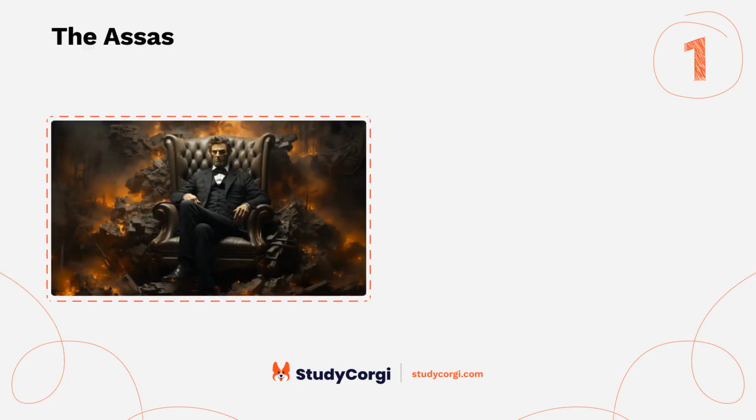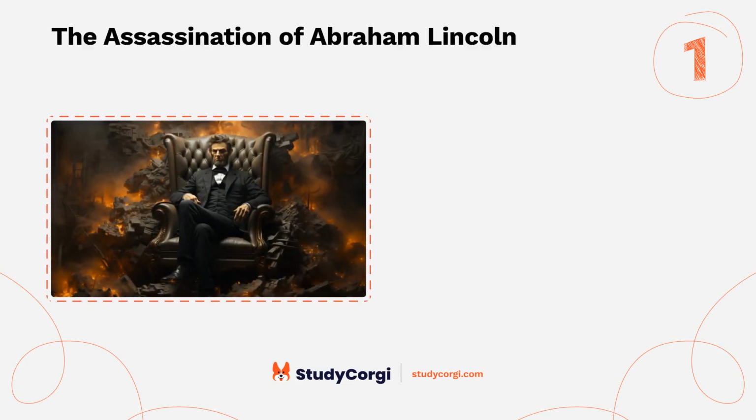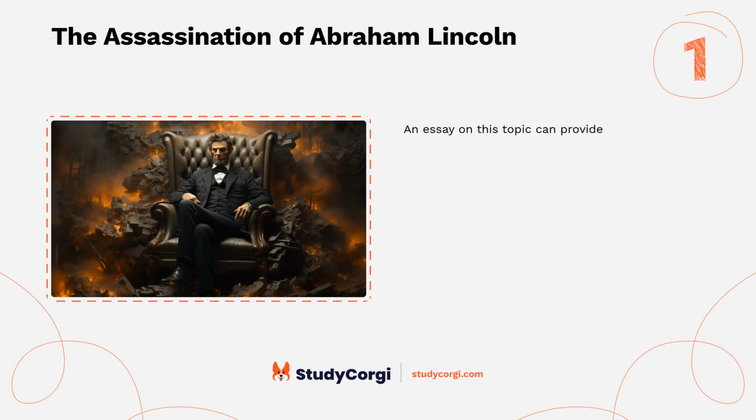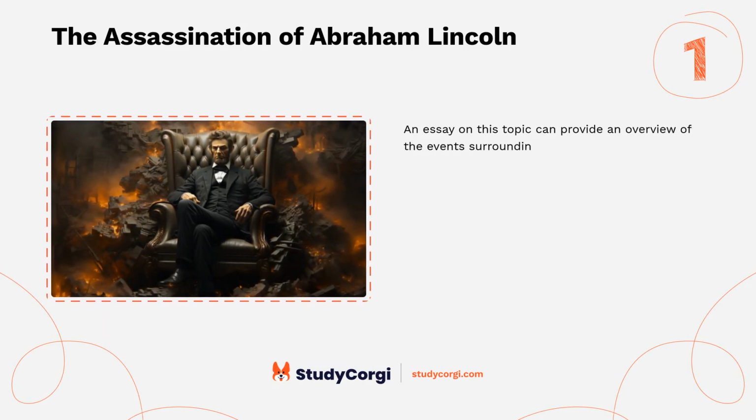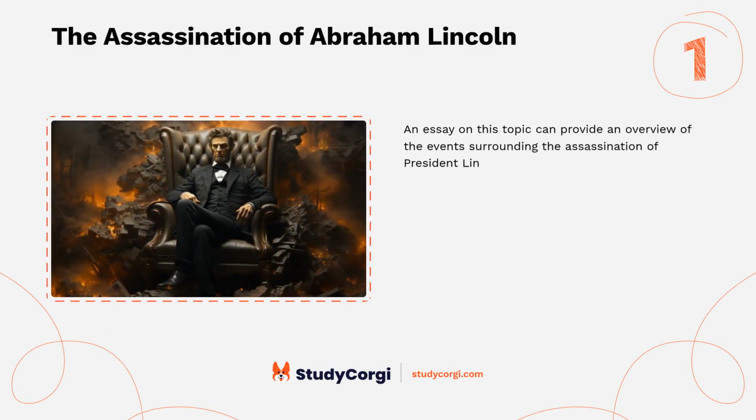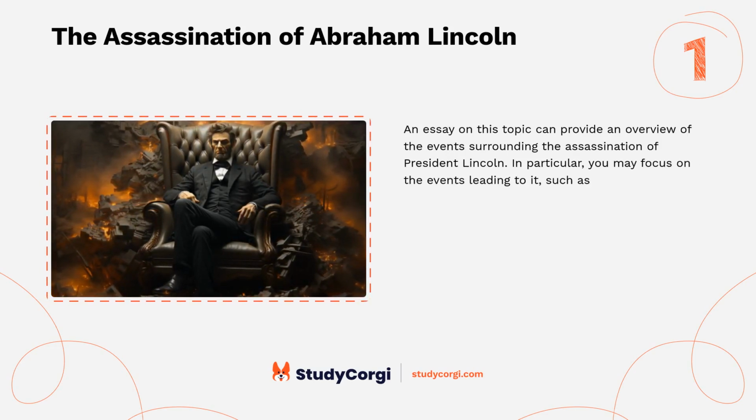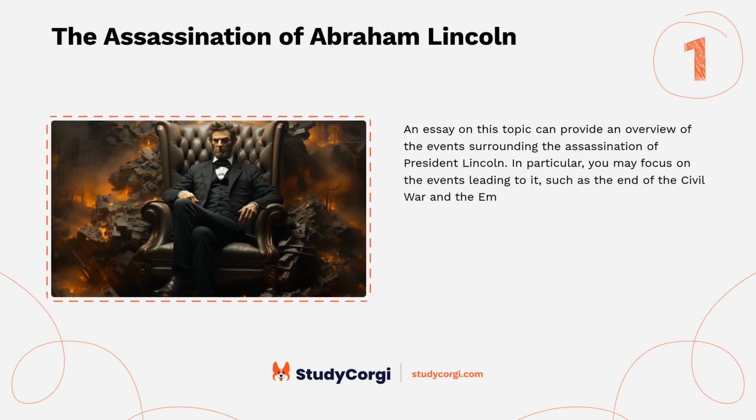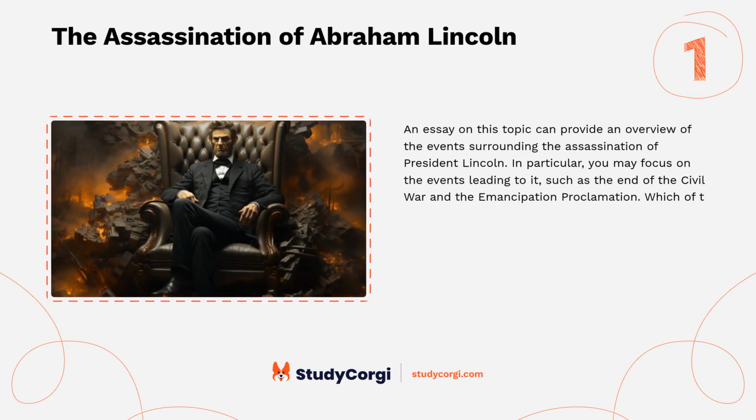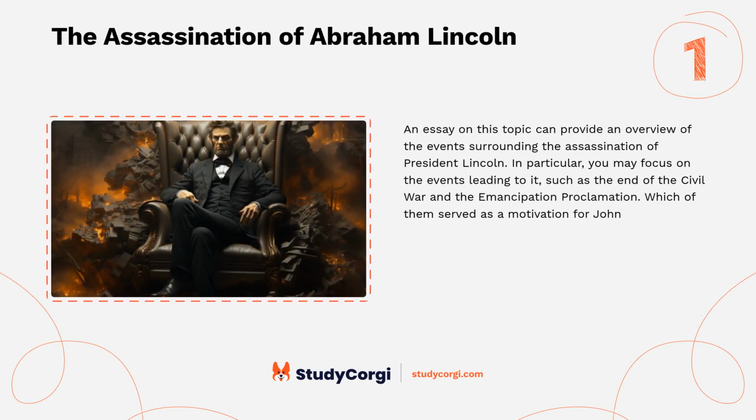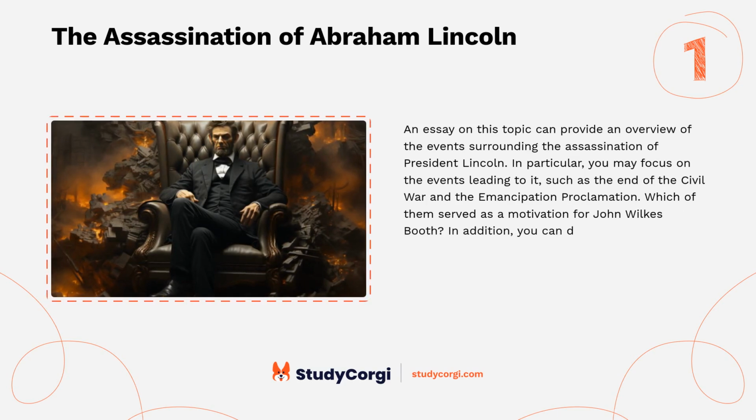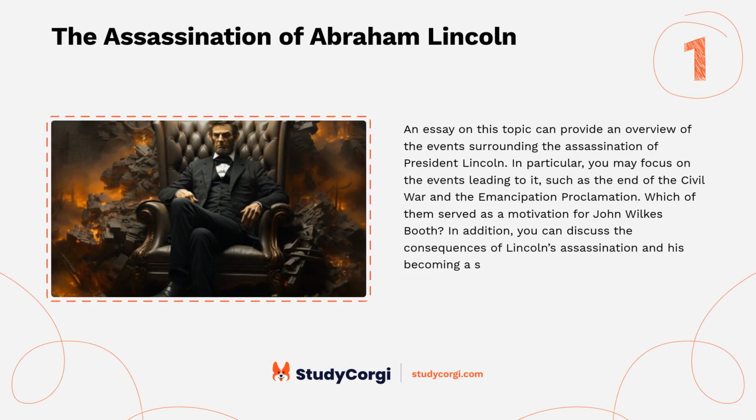The Assassination of Abraham Lincoln. An essay on this topic can provide an overview of the events surrounding the assassination of President Lincoln. In particular, you may focus on the events leading to it, such as the end of the Civil War and the Emancipation Proclamation. Which of them served as a motivation for John Wilkes Booth? In addition, you can discuss the consequences of Lincoln's assassination and his becoming a symbol of democracy.